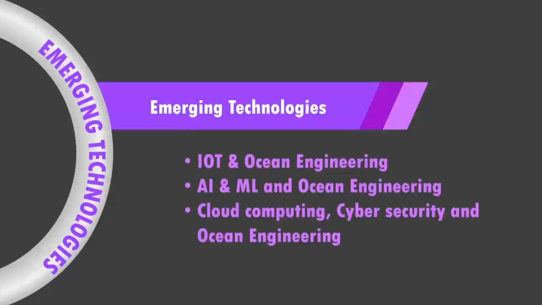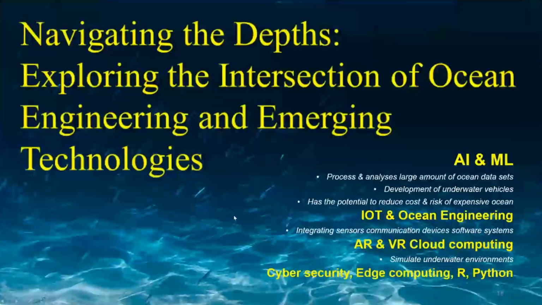Emerging technologies: yes, they have a major role in climate change and climate mitigation, where engineers will be using them. In particular, how IoT is linked to ocean engineering, and AI/ML is linked to ocean engineering, how cloud computing and cyber security are linked to ocean engineering. So this is a way where the advancement of emerging technology can be linked to the betterment of these ocean resources.